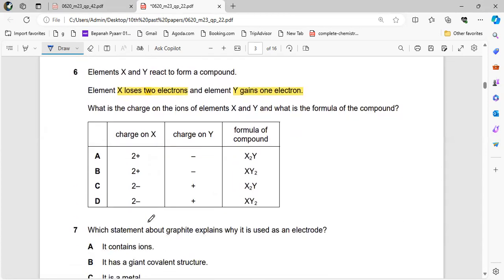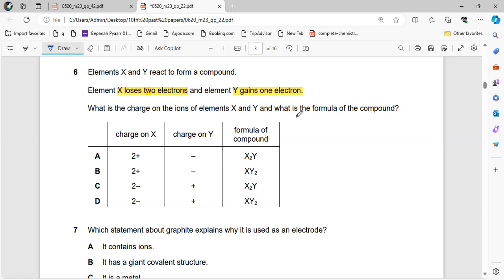Elements X and Y react to form a compound. Element X loses 2 electrons and element Y gains 1 electron. What is the charge on the ions of elements X and Y and what is the formula of the compound? As they have given that X loses 2 electrons, when any element loses electrons, it gains a positive charge. So as it is losing 2 electrons, it will have a plus 2 charge. So we have options A and B for plus 2 charge. In case of element Y, as it gains an electron, it will gain a negative charge.